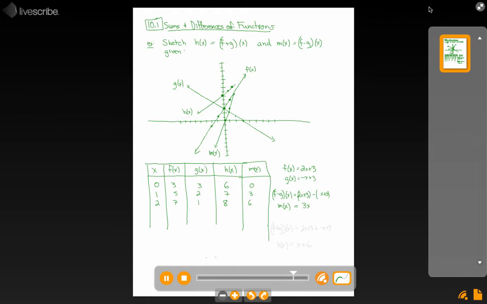If I try the f plus g sum function, I'm going to have 2x plus 3 plus negative x plus 3. 2x plus negative x equals x, 3 plus 3 is 6, and so my h of x function is x plus 6, and if you look at that one carefully, it does have a y-intercept of 6 and a slope of 1. So we did do it correctly without the equations. Obviously the equations do make life a little bit easier for that kind of a question.